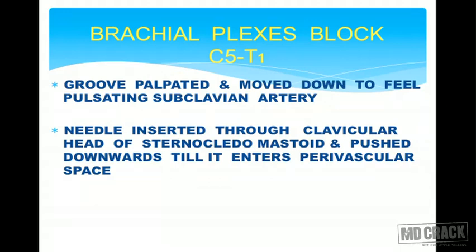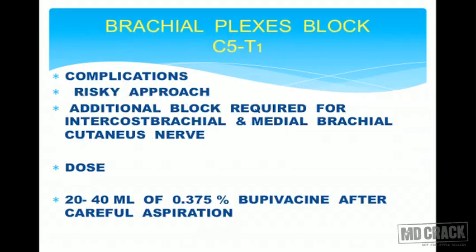It is at this position that the needle is inserted through the clavicular head of sternocleidomastoid muscle and pushed downwards till it enters the perivascular space with a click. Now, this is the site, and this is the direction by which the local anesthetic solution has to be injected.